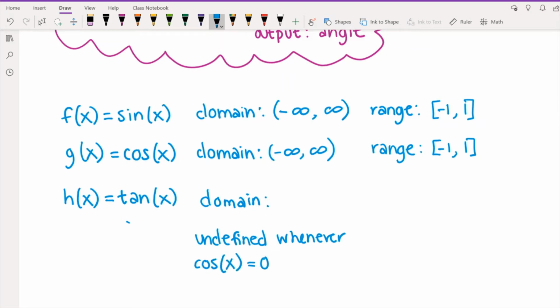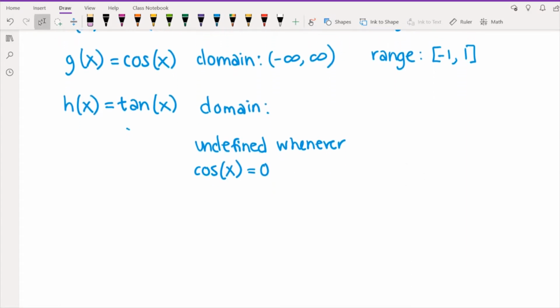So why am I saying that? It's because when you're at an angle, so how does tangent work? You're doing sine over cosine, right? Or y over x. And so if cosine is 0, then you get something that's undefined. So what are the angles that make that happen? Well, basically any odd multiple of pi over 2. So x is not equal to pi over 2, 3 pi over 2, 5 pi over 2, etc.